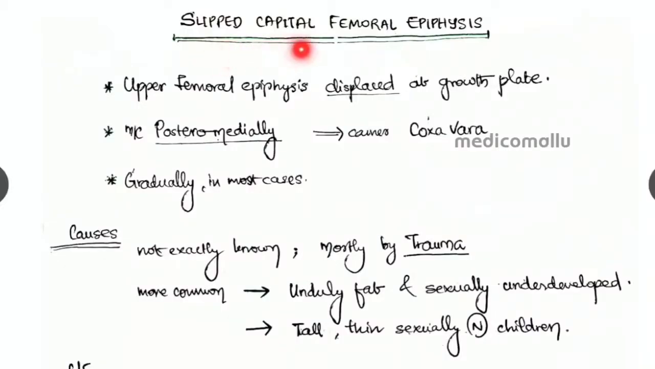Next lesion is the slipped capital femoral epiphysis. The upper femoral epiphysis is displaced at the growth plate.